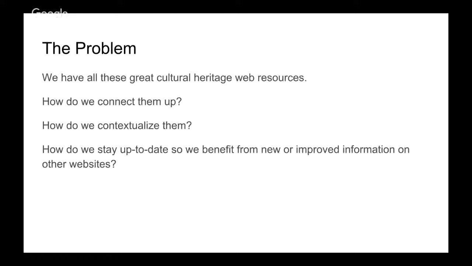So the main problem that linked open data for cultural heritage is trying to solve is that we have all of these great cultural heritage web resources, but they tend by themselves to be kind of data silos. So how do we get them to talk to each other? How do we contextualize pieces of information that occur in one place with information from another? And also, how do we keep these things up to date? So how does one site benefit from new or improved information coming from outside?